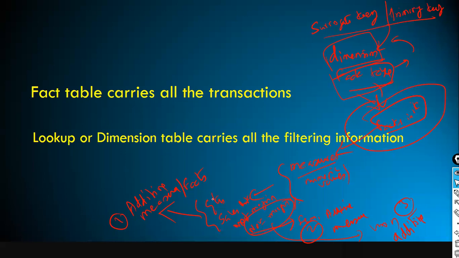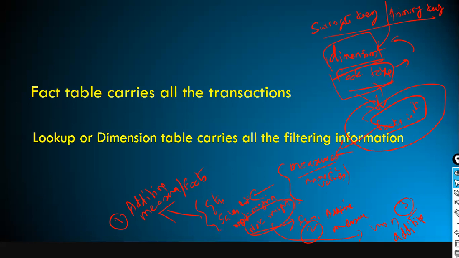The examples for additive measures are quantity and sales amount, which means you can add these measures, if you can perform arithmetic operations. The semi-additive measures can be aggregated across some dimensions. For example, I want to find out the total number of customers, the number of products that we sold.